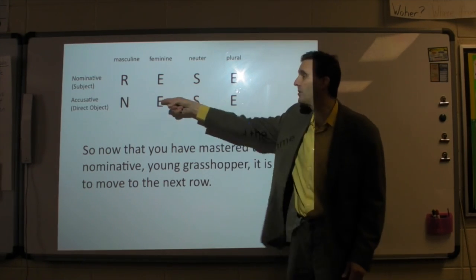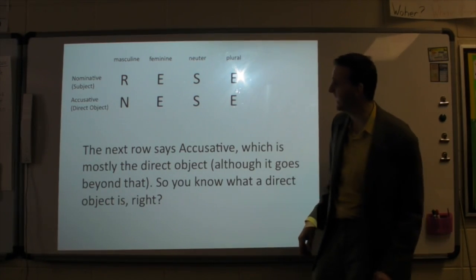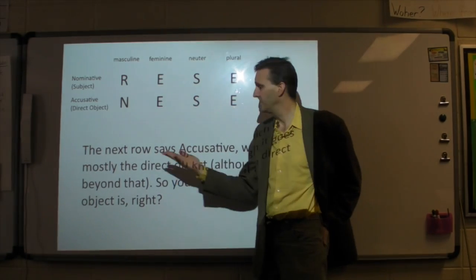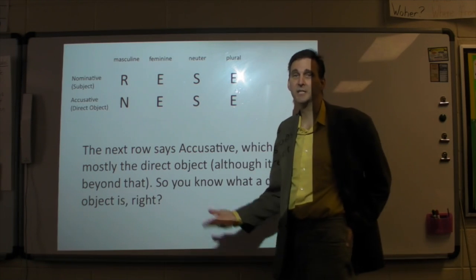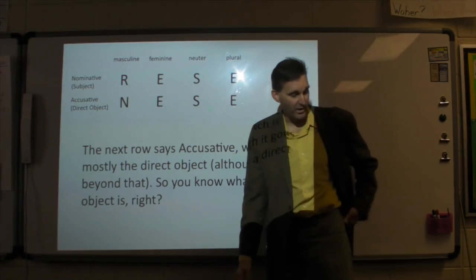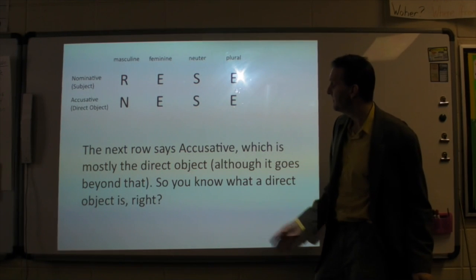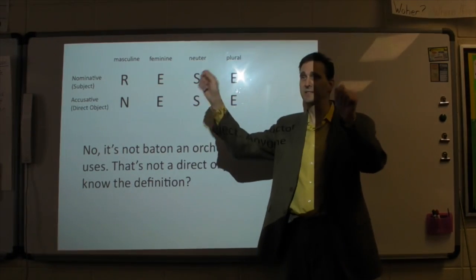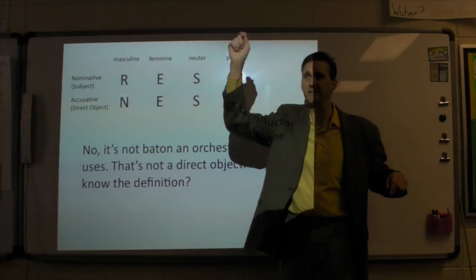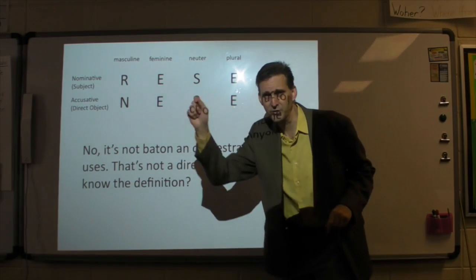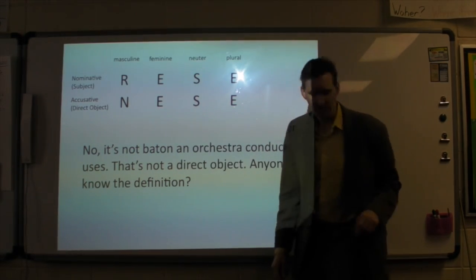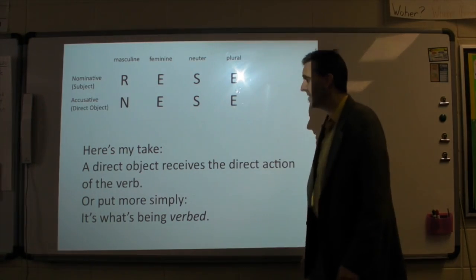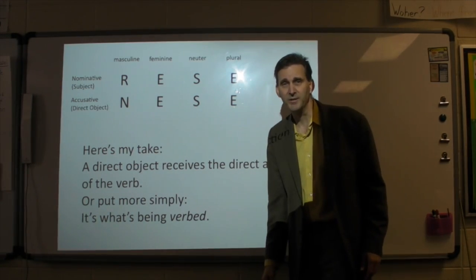Now that you know this, let's go on to this next row, the accusative, all right? The accusative is mostly a direct object, although it can be more. It's going to be objects of prepositions and perhaps even a few other things, okay? But what is a direct object? And please don't tell me a direct object is that thing that the orchestra conductor has in his hand. No, that's not a direct object, okay? What is that definition? A direct object receives the direct action of the verb. Well, you say, oh, that's great. Well, what does that mean?